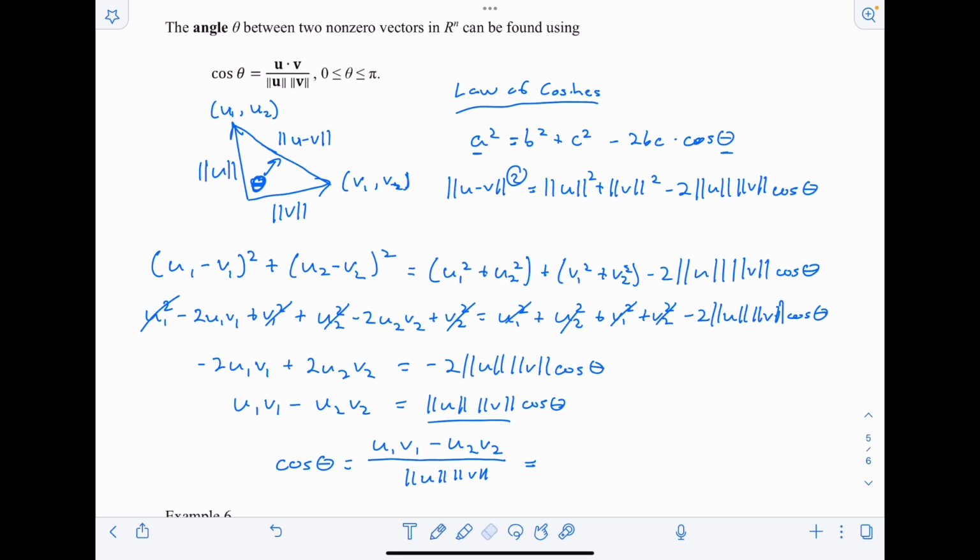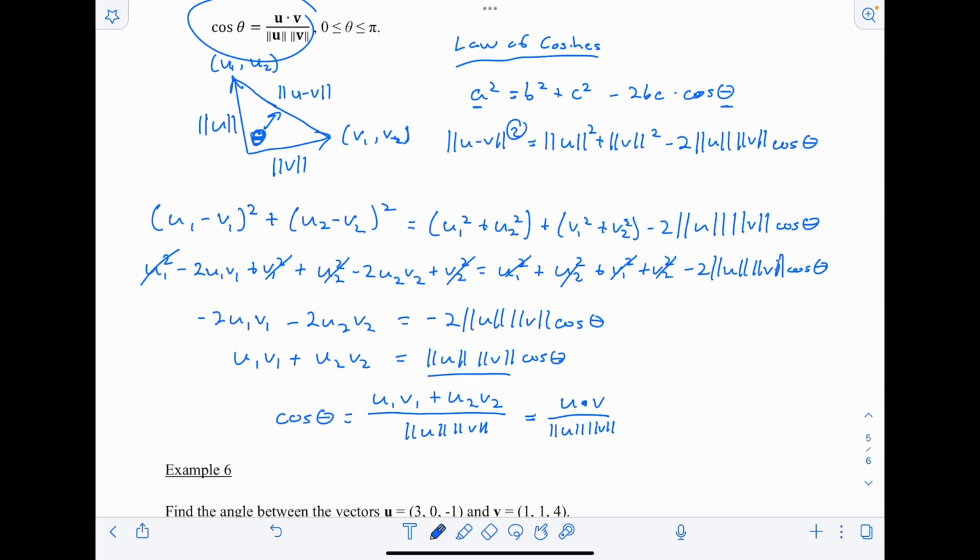I divided by a negative. That should be a plus. That is the dot product of uv, which is the formula that we have up at the top. That's this formula right here.